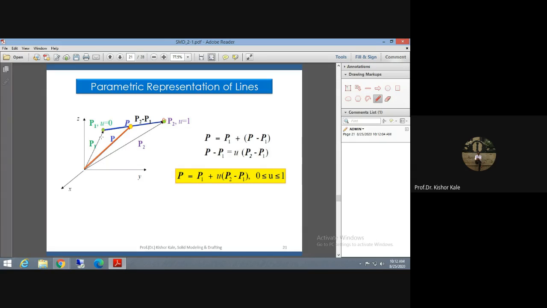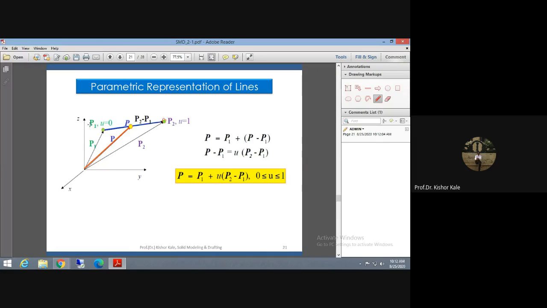Now when we say point P1 is here, it is with reference to the XYZ coordinates. We don't require the XYZ coordinates, but for your better understanding, P1 is at a distance of P1 from the origin, and P2 is at a distance of P2 from the origin. Now you can calculate this distance by the distance formula.